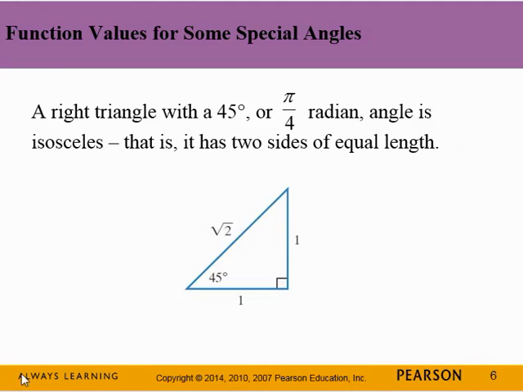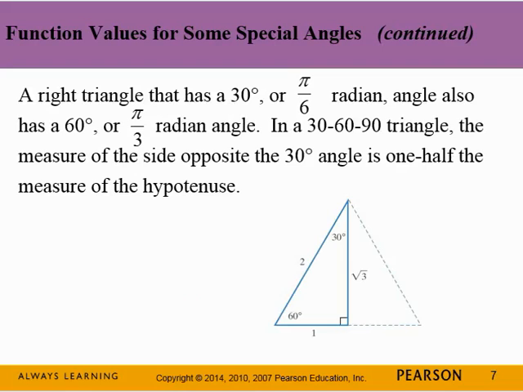So in this case, you're given that you have 45 degrees. So a right triangle with a 45-degree angle, or pi over 4 radian angle, is isosceles. So that means it has 2 sides of equal length. A right triangle that has 30 degrees, or pi over 6 radian, also has a 60 degree, or pi over 3. So you have a 30, 60, 90 triangle. And the measure of the opposite side of the 30-degree angle is half the measure of your hypotenuse.